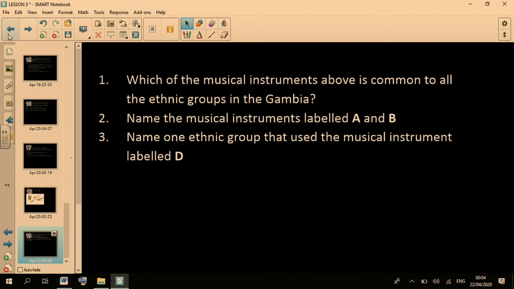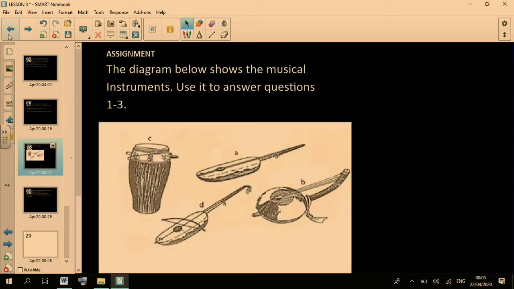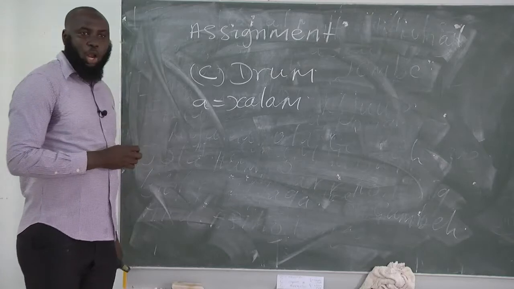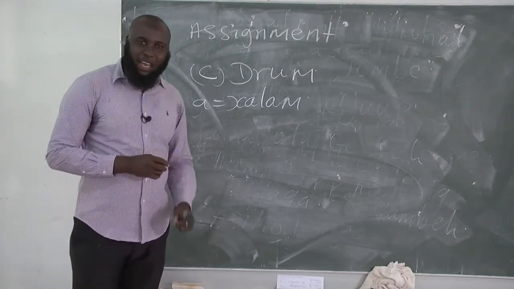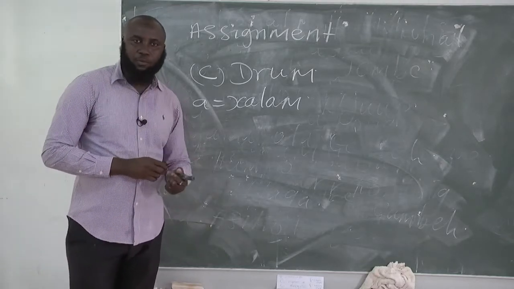Question number 2. Name the musical instrument labeled A and B. The musical instrument labeled A is called halam. It is called halam, which is used by the Wolof ethnic group.